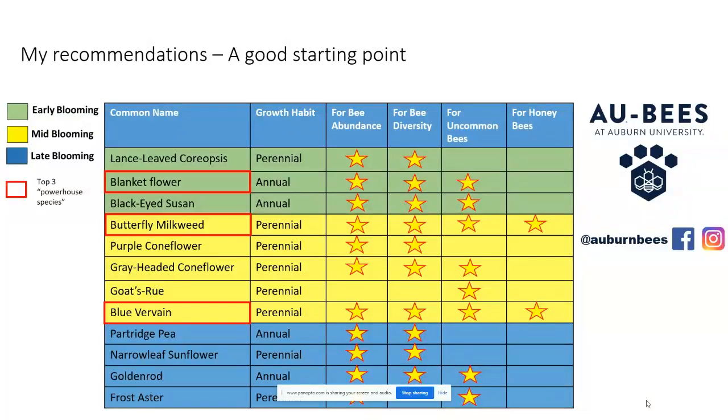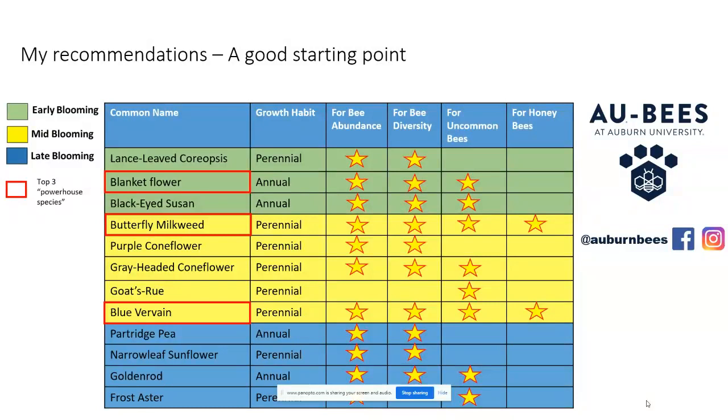So for attracting the greatest number of bees, this is the column, the third column over from the left, this is for bee abundance: lanceleaf coreopsis, blanket flower, black-eyed Susan, butterfly milkweed, purple coneflower, gray-headed coneflower, goat's rue, blue vervain, partridge pea, narrow sunflower, goldenrod, frost aster. Those are all really great species for bee abundance.